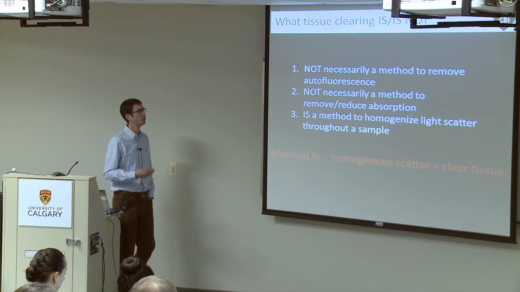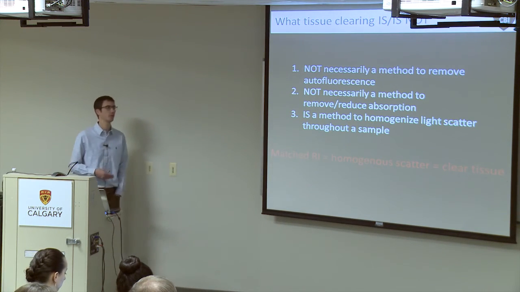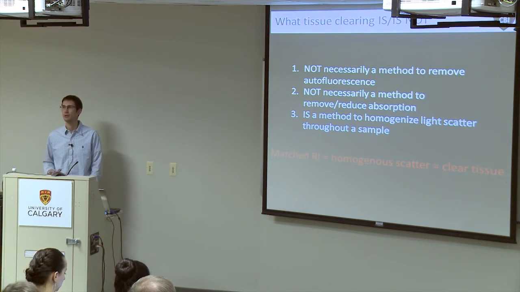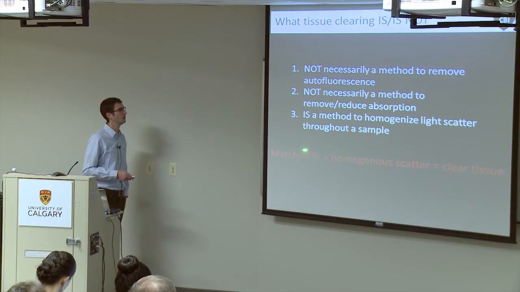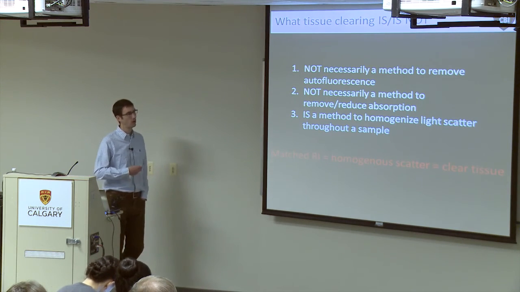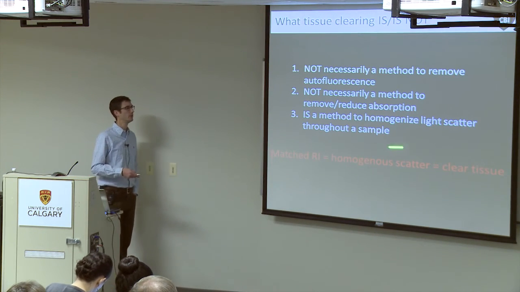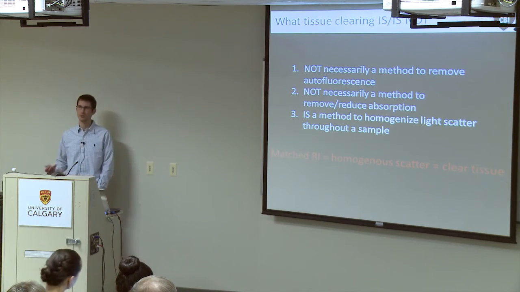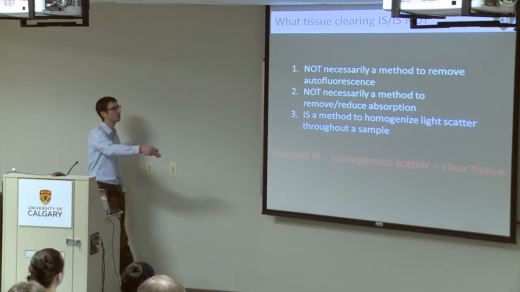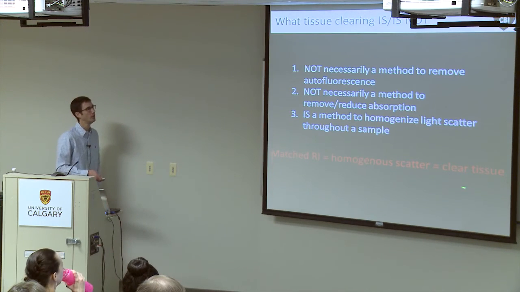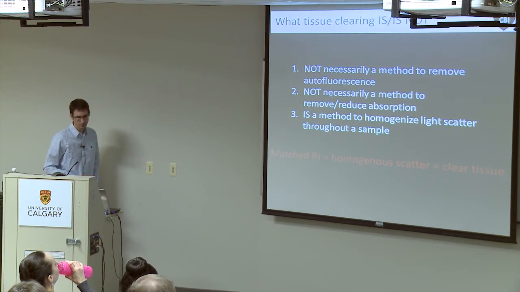Whenever you have a mismatch, you have an inhomogeneous scatter of light, and you get a cloudy sample. So what tissue clearing is trying to do is match that refractive index all the way throughout our sample so that you get a very homogeneous light scatter. You get all that destructive interference in the lateral and reverse directions, and your light is just constructively interfering with itself and producing a straight path through your sample, and you end up with a nice clear tissue.